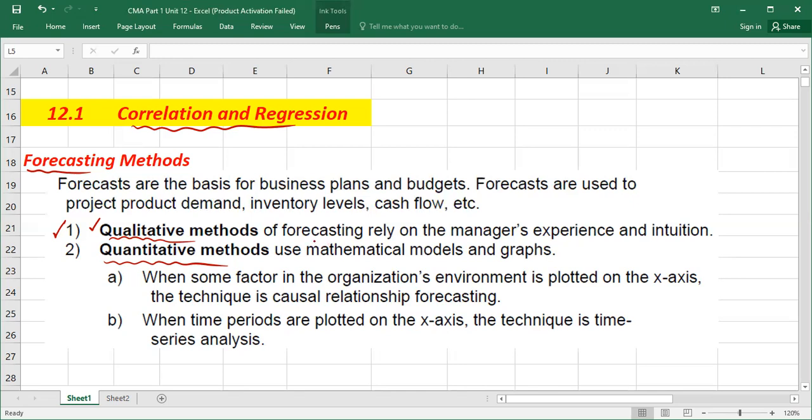For example, here forecasting relies on the manager's experience and intuition. Here we are not going to use any mathematical models. For example, if you are a sales manager and I'm asking you what could be the forecasted sale for next year, based on your experience you can give me some figures. So that is called qualitative, because you are not going to apply any mathematical models. Then there are other forecasting techniques, called quantitative methods. When we use mathematical models, mathematical equations, or graphs or any formula to make the prediction for the future, that is called what? Quantitative method.